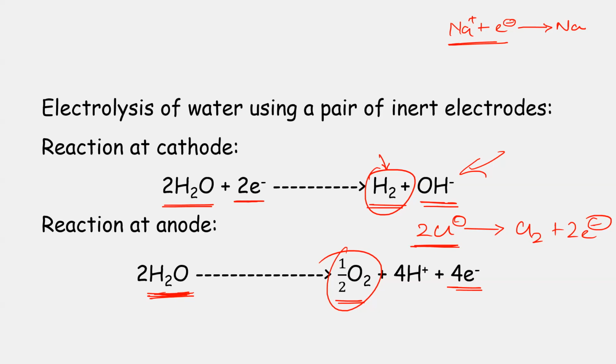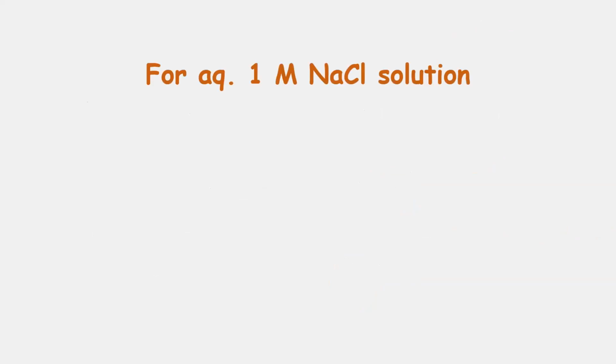Now for that, we have to compare the E naughts, right? Hence, for 1 molar aqueous NaCl solution, why have we taken 1 molar here? Because we have to maintain the E naught. This E naught is only for 1 molar, that is standard.